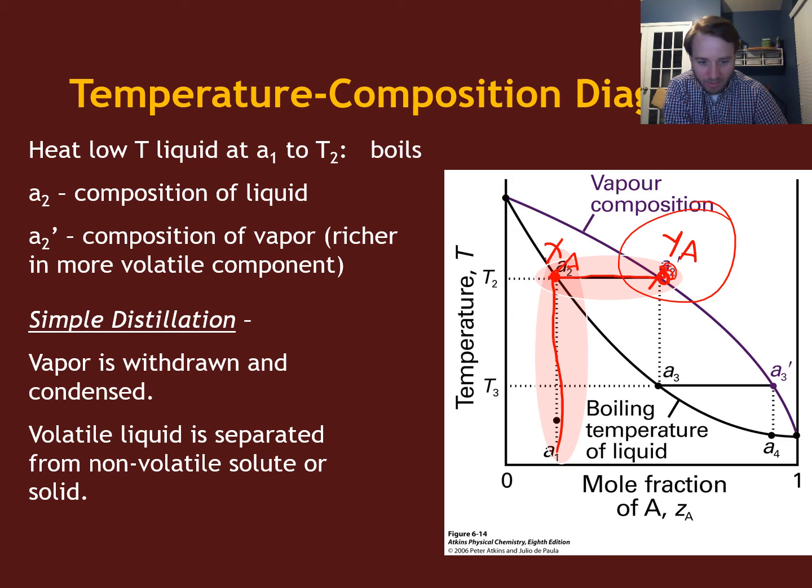Again, this works great for separating non-volatile solutes, or solids, from your liquid, but not so much when you have two liquids. Because in this example, Y of A is still a mixture of A and B, and you're not really getting pure A back.